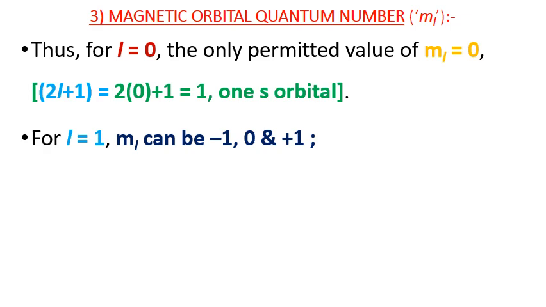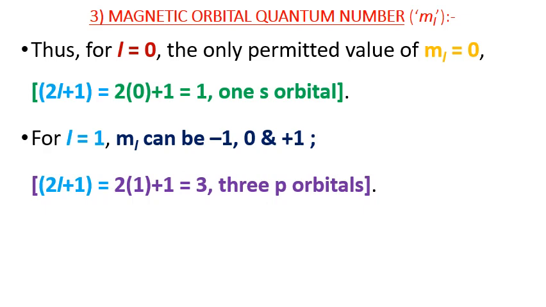For l is equal to 1, ml can be minus 1, 0 and plus 1. Hence, the possible ml values are 3. This can be calculated by using the formula 2l plus 1, which is equal to 2 into 1, that is the l value, plus 1 is equal to 3. That means there are 3 p orbitals in a subshell having l is equal to 1.